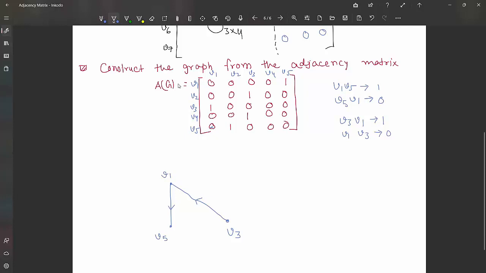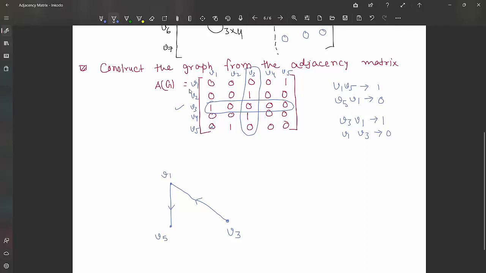After this, just go to either of these two vertices, v3 or v5. If we go to v3 and mark the corresponding rows or columns, the v3 row and the v3 column, you can see that v3 is adjacent to v1 by the row, from v3 to v1, and that is already done.